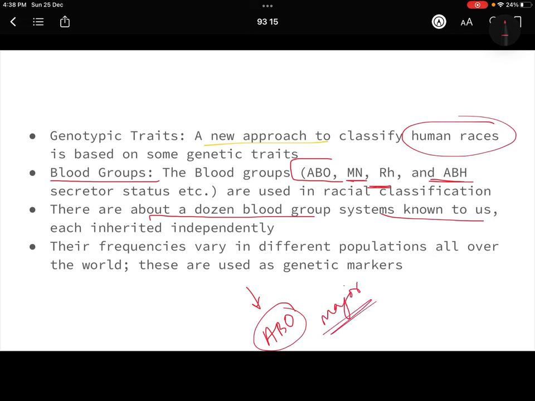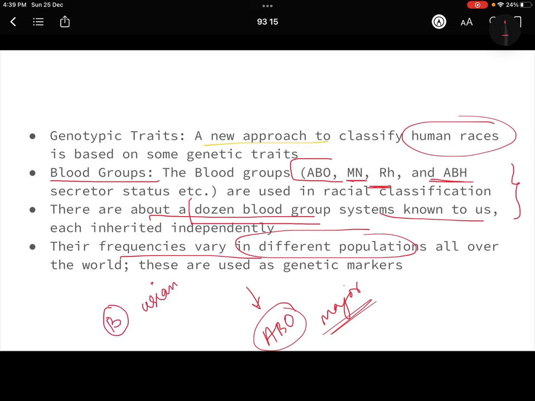But because genetics is an evolving subject and we still have to learn and explore a lot of things about genetics, as of now there are about a dozen blood groups known, and based on that also we can classify the populations. And their frequency varies in different populations. For example, blood group B is found quite a lot in the Asian population, right. So in this way, in different populations there are different kinds of blood groups, right. So based on that we can also classify.